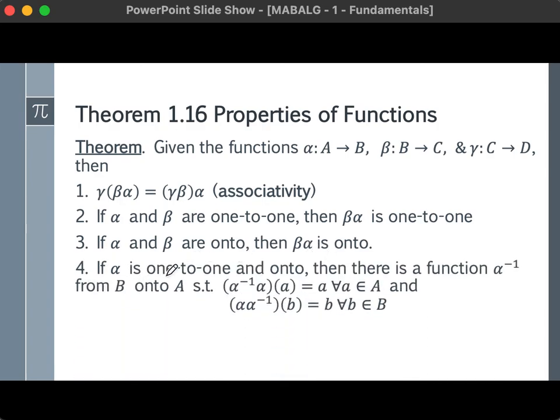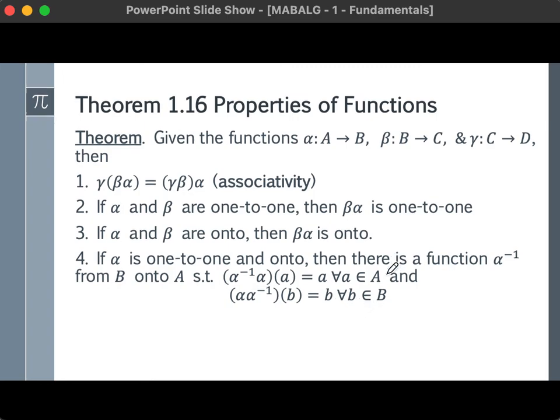Number four, if alpha is 1 to 1 and onto, then there is a function inverse of alpha, or alpha inverse. We call it like that, or simply it's alpha raised to negative 1, but we like to call it alpha inverse, from B onto A, such that alpha inverse times alpha of a is equal to a for all a in big A, and alpha times alpha inverse of b is equal to b for all b in big B.